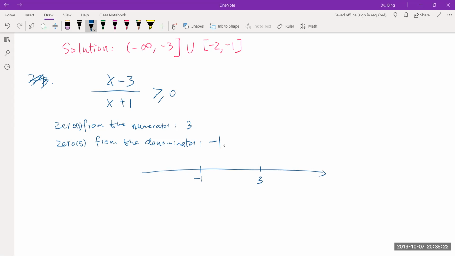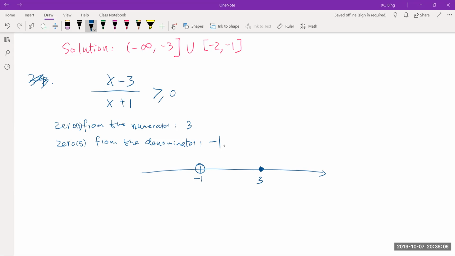Okay, so now first let's decide if these 2 points will be part of the solution. First of all, let's look at negative 1. Will negative 1 be part of the solution? Think again. Plug it back in. No, it won't. Negative 1 will not be part of the solution because negative 1 will make the denominator equal to 0, right? It's not in the domain. But 3 will be part of the solution because 3 will make the whole expression equal to 0.